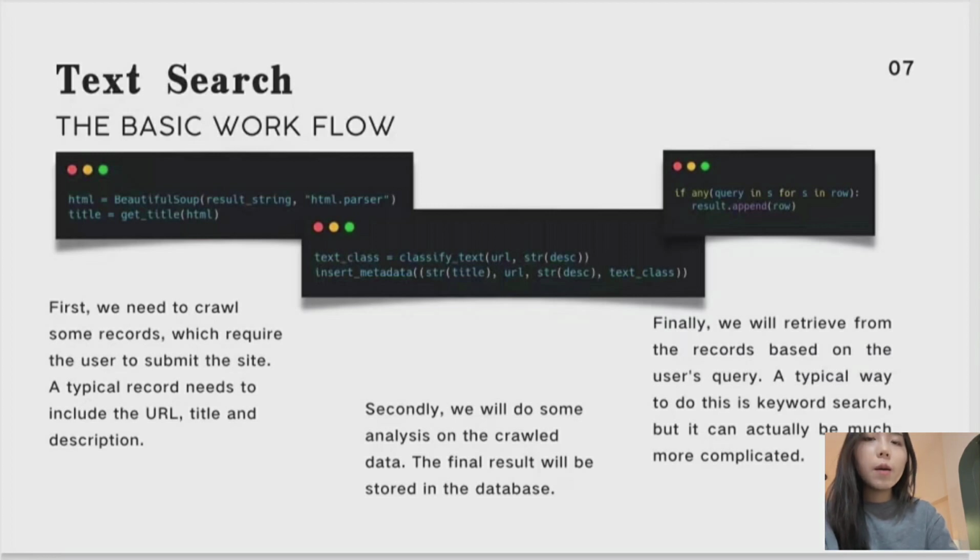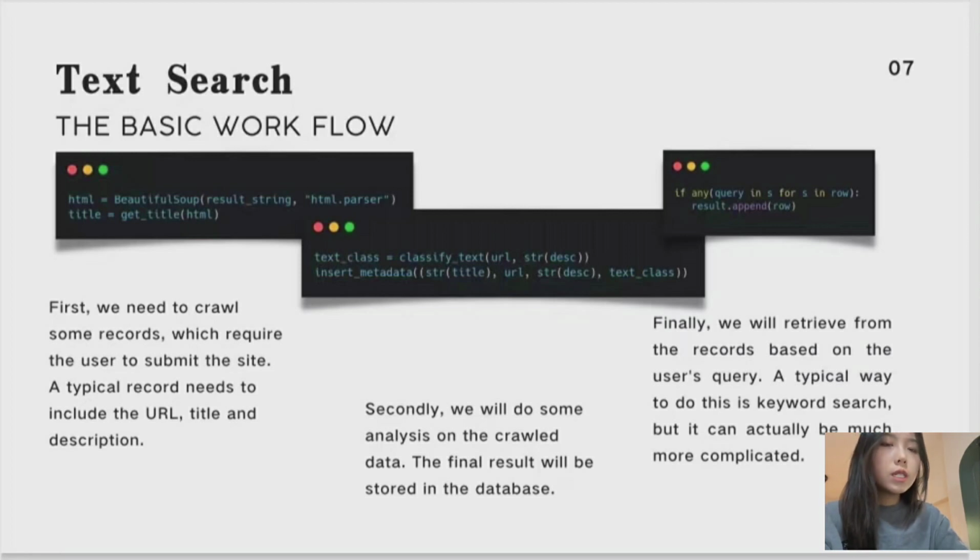Next, the data obtained by crawling will be analyzed. The final result will be stored in the database. Here we will introduce the text classification technology to analyze whether the website is full of advertisements or other junk information.